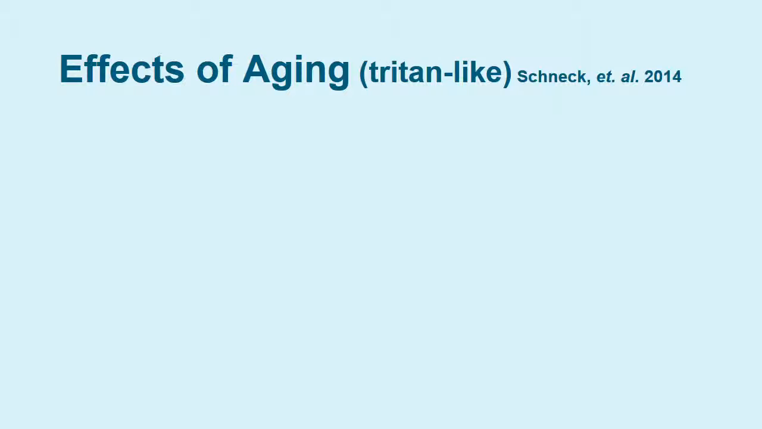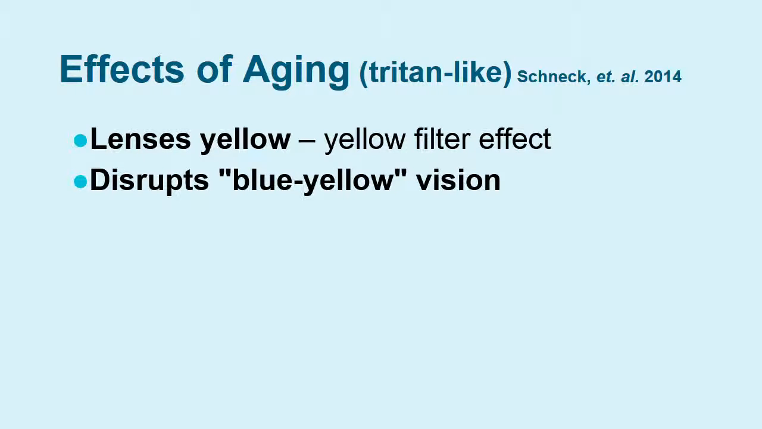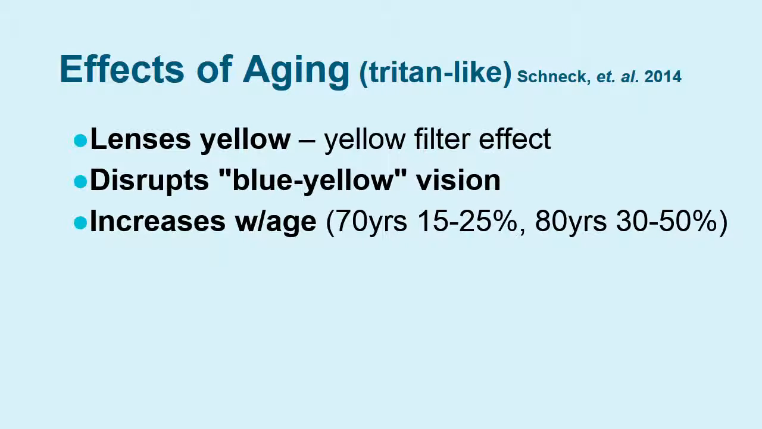So I'd like to discuss briefly the effects of aging, what Schneck and her co-authors call a triton-like effect, which is due to the yellowing of our lenses as we age, which causes a yellow filtering effect. This disrupts the blue-yellow vision. Now, they studied about 960 people between the ages of 58 and 102, probably the first study that looked at older populations. And there was clearly evidence that as you get above 60 and increase in age, there is more and more of this Triton-like effect.